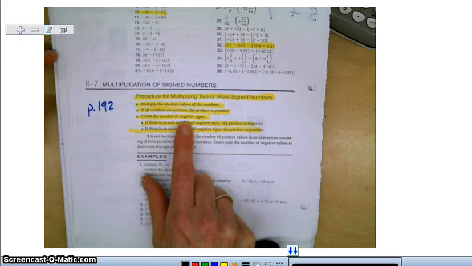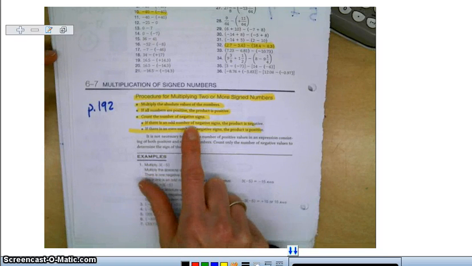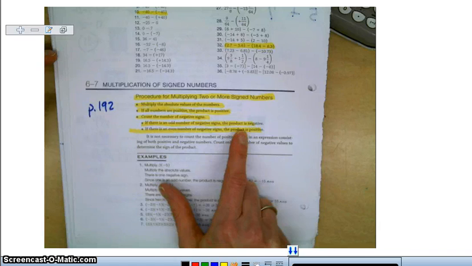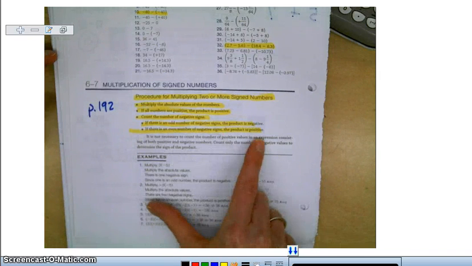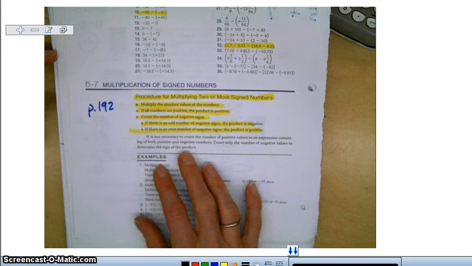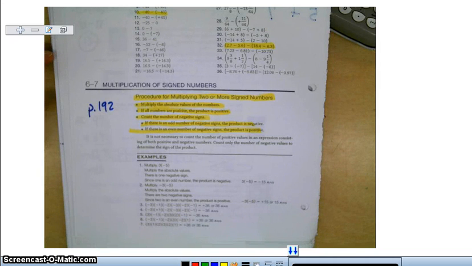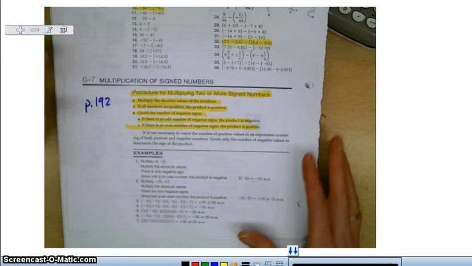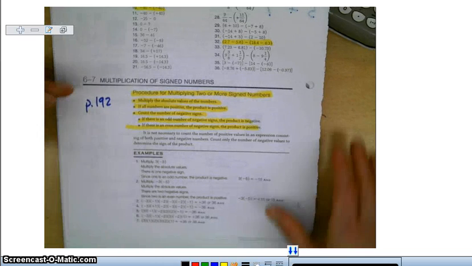Count the number of negative signs. If there's an odd number of negative signs, then the answer is negative. If there's an even number of negative signs, the product is positive. So in other words, in the problem, if there's 1, 3, 5, 7, 9, 11 negatives, the answer is negative. One negative and one positive will make it a negative. So if we just take a look down at some problems.